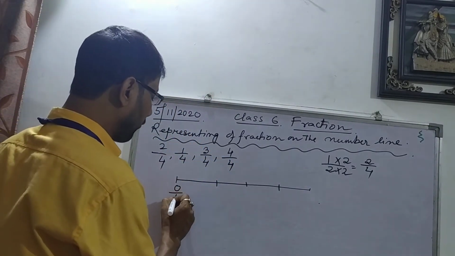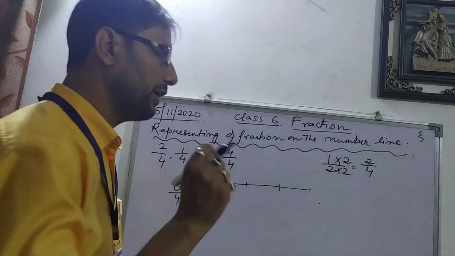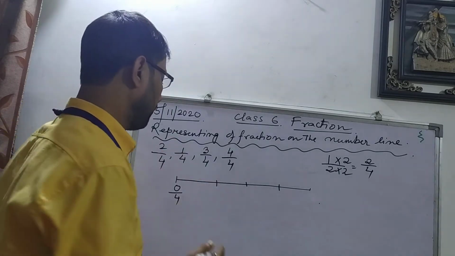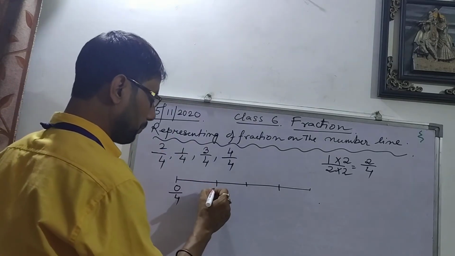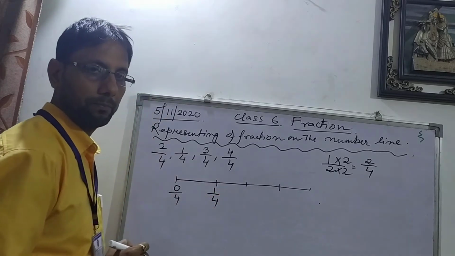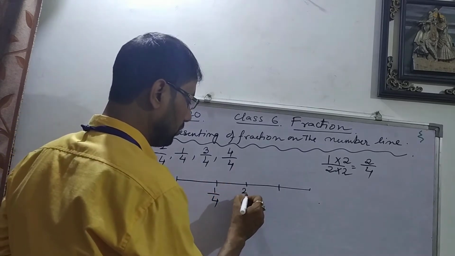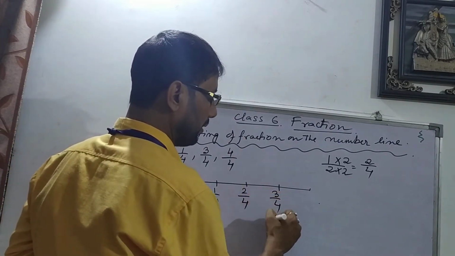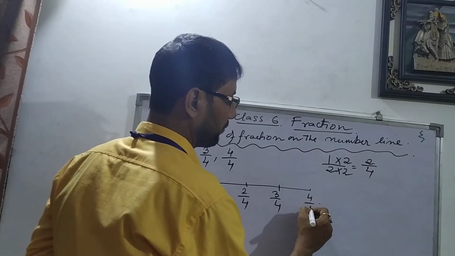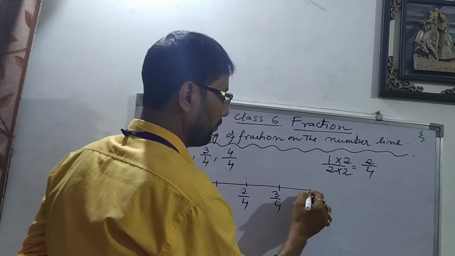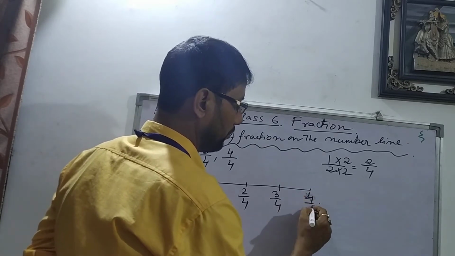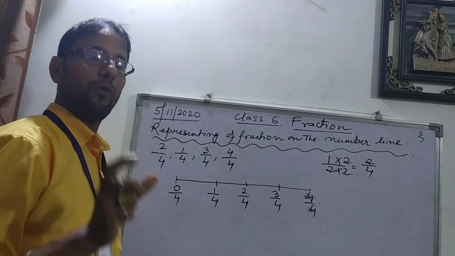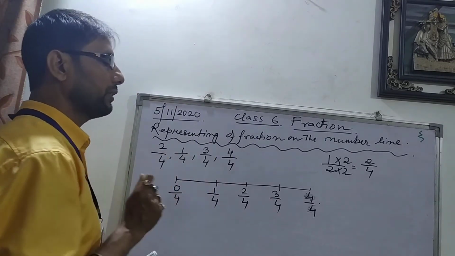Now see here. This we can write as 0 by 4. 0 by 4 means 0, as we have already done in the previous class. Then next, after 0 by 4, it will be 1 by 4. After that, I will get 2 by 4. Then I will get 3 by 4. Then I will get 4 by 4. So in this way we represent fractions on the number line.